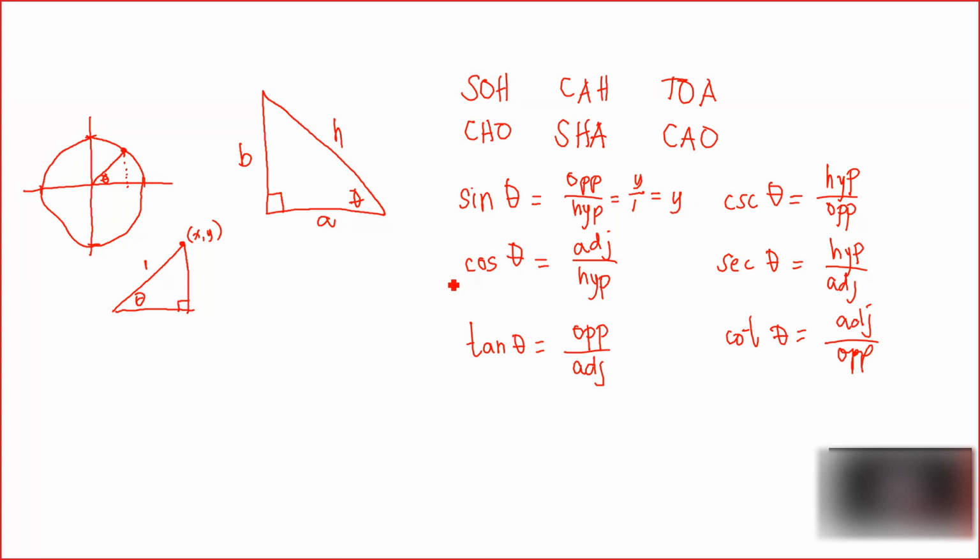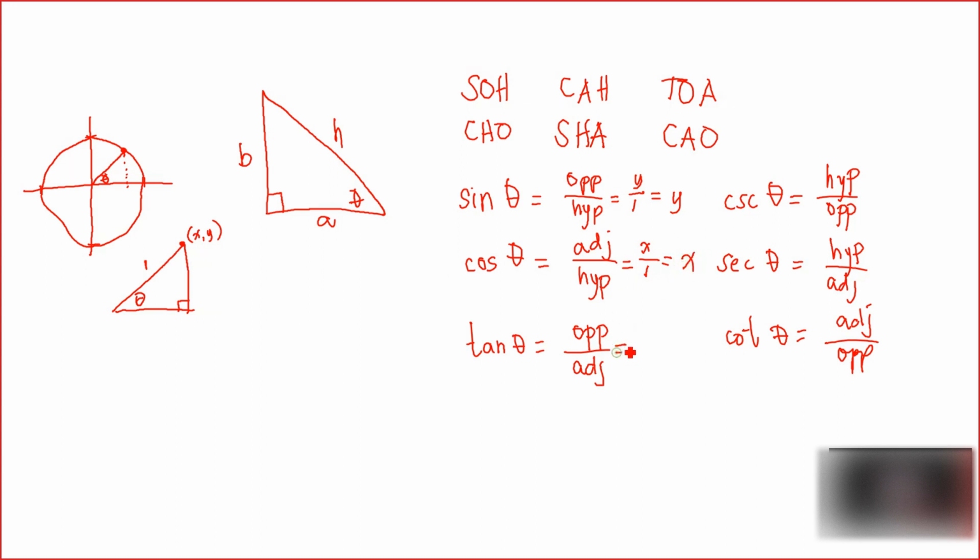Now, let's have the cosine theta, so the adjacent over the hypotenuse. Let's go back to this right triangle here. The adjacent of our angle theta is this one, and this length of the right triangle is represented by our x. So the adjacent is our x, and the hypotenuse is 1, so you have x over 1. Therefore, the cosine theta is our x coordinate.